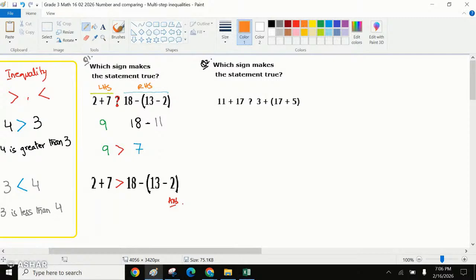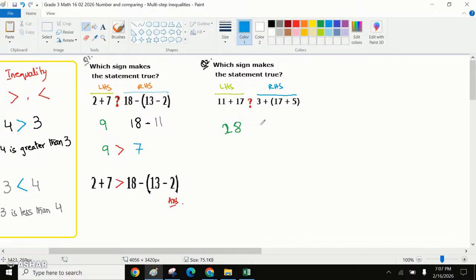Let's simplify the left-hand side with the right-hand side. Because we have a question mark in the middle, the question mark needs to be replaced by the inequality sign. So 11 plus 17 is, sorry, 28.